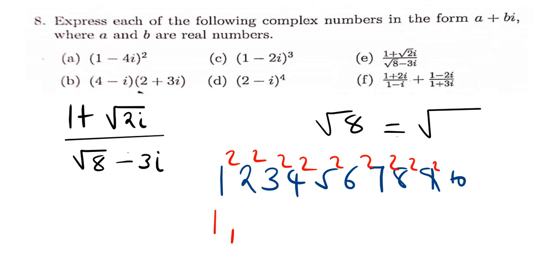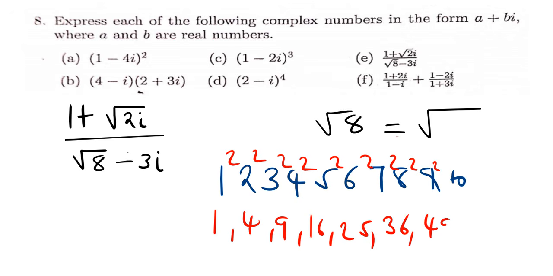So 1 squared is 1, 2 squared is 4, 9, 16, 25, 36, 49, 64, 81, and 100. So you're always going for these numbers. You want, when you get your number and you put it in this root, it gives you a simplified answer. So for 8, which numbers can we break it into so that it gives us a perfect square?